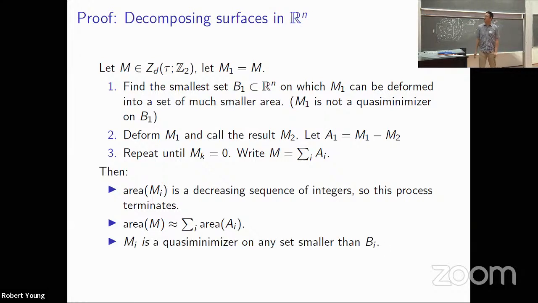And then finally, and this is a little bit subtle, because we're always taking the smallest ball on which m sub i is not a quasi-minimizer, that means that m sub i is a quasi-minimizer on all the smaller balls. And this is important because being a quasi-minimizer on all those smaller balls lets us bound the complexity of all the pieces in this decomposition.